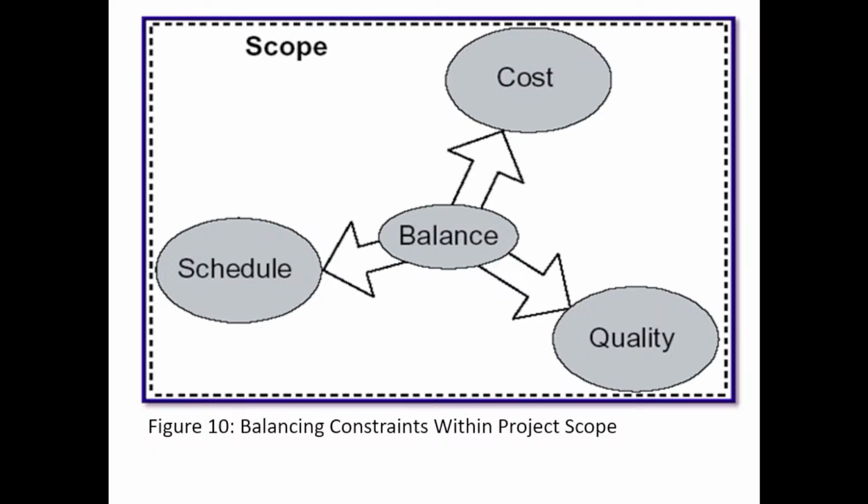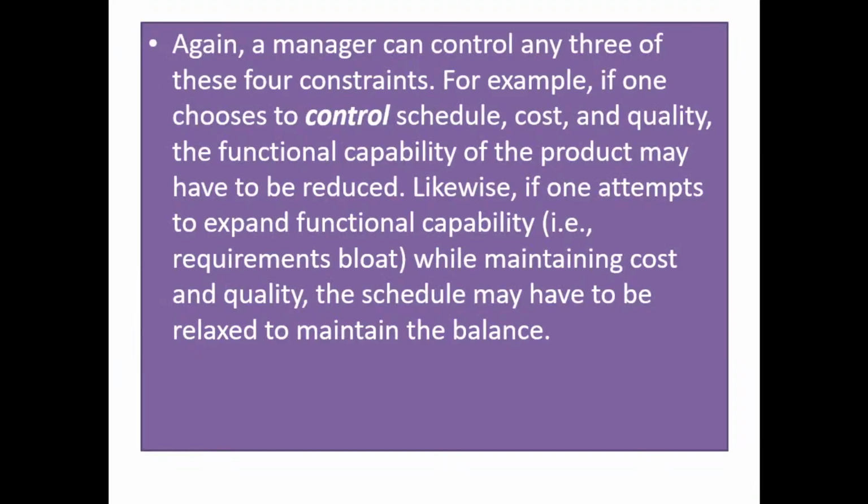So quality is constant, but when it comes to cost, it can go down, it can go up. When it comes to schedule, you can relax it or you can adjust it just to meet with the timeline. Go to the next one. Let me read it now. So again, a manager can control any 3 of these 4 constraints. For example, if one chooses to control schedule, cost, and quality, the functional capability of a product may have to be reduced. Likewise, if one attempted to expand functional capability, that is requirement growth, while maintaining cost and quality, the schedule may have to be relaxed to maintain the balance.